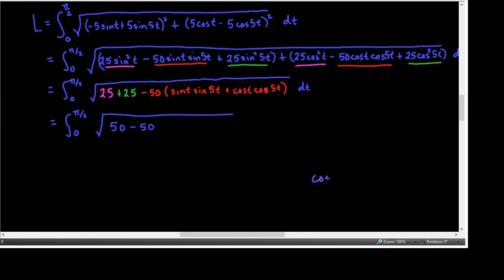If I had cosine A, cosine B, plus sine A, sine B, what's the identity for that? Do you remember? That was the cosine of the first one, A, first angle, change the sign, minus the second angle. This is the difference formula for cosine. So I'm going to rewrite this as the cosine of A, the first angle, which is t, minus B, the second angle, which is 5t, dt.